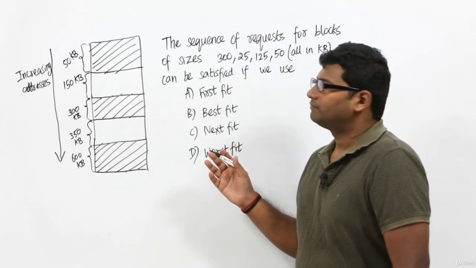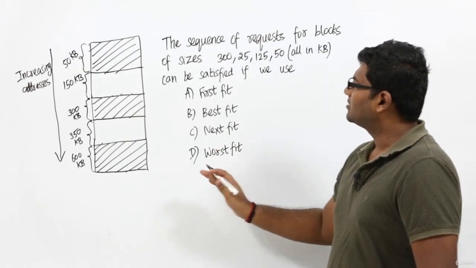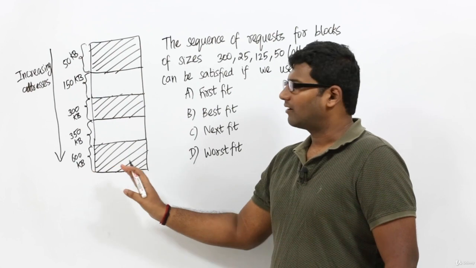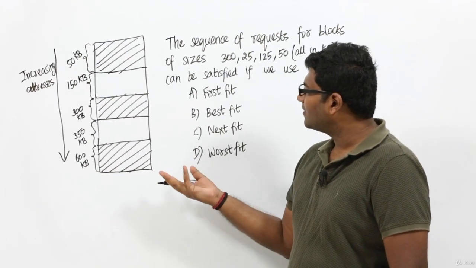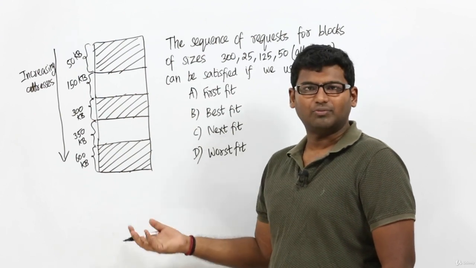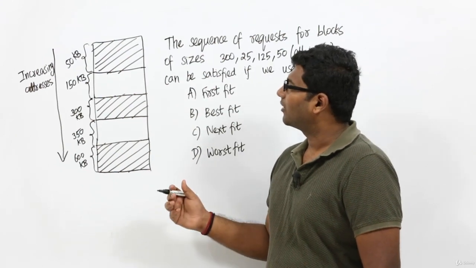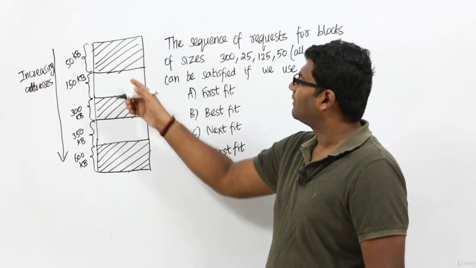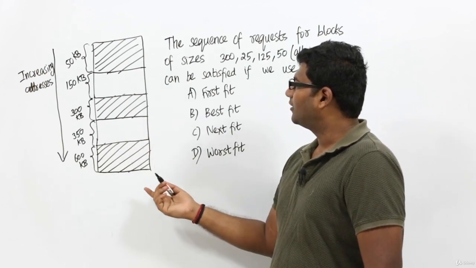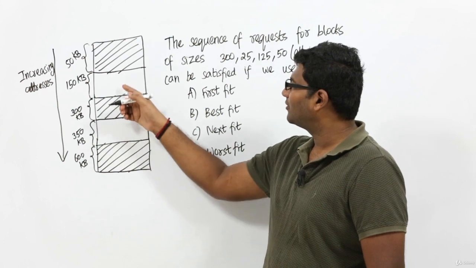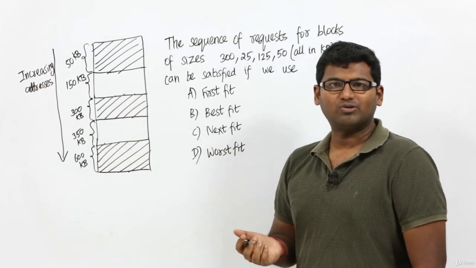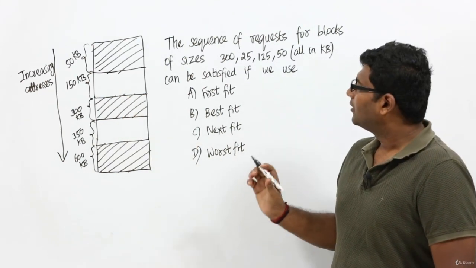Let's solve this problem. This is the memory they have given. Right now the memory is looking like this. Can this type of memory structure be possible? It is definitely possible. The shaded regions denote the processes, and these denote the vacant spaces. Vacant spaces we also call holes.